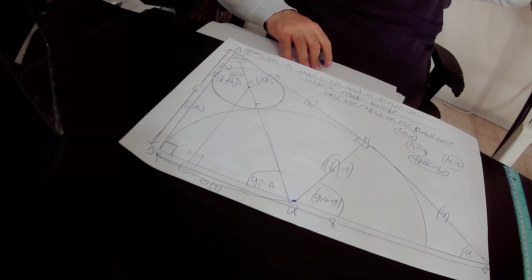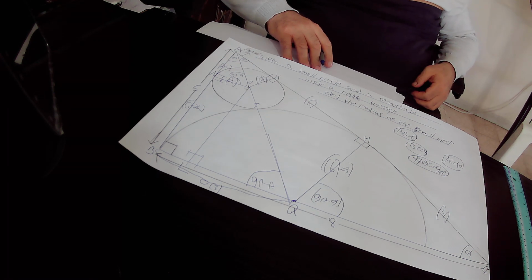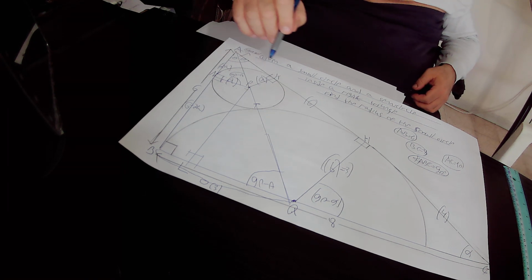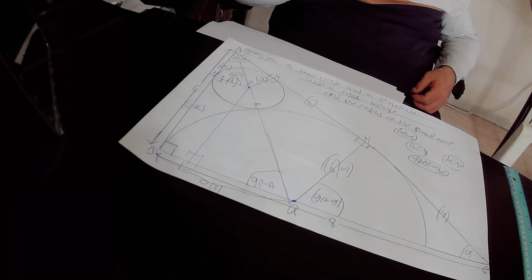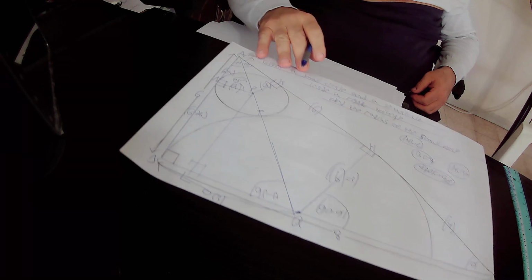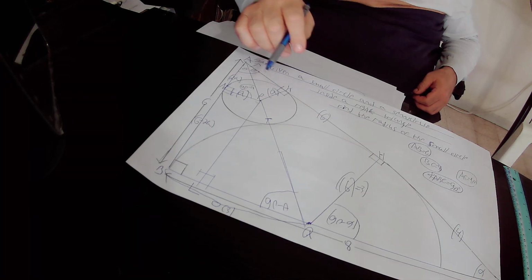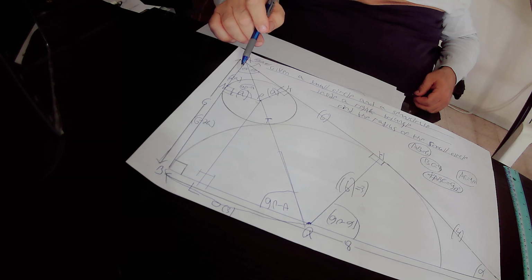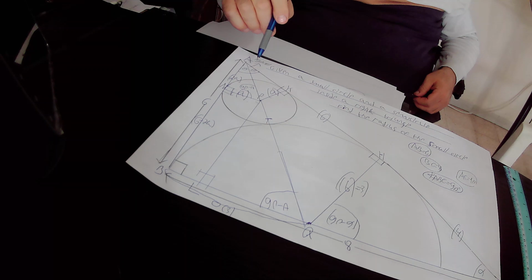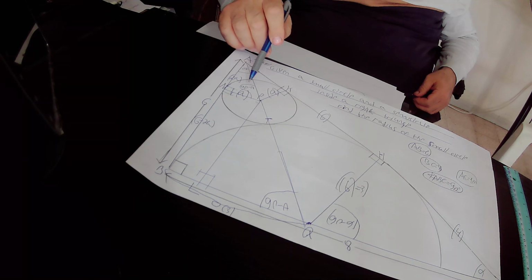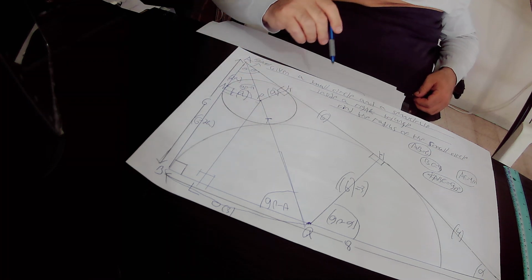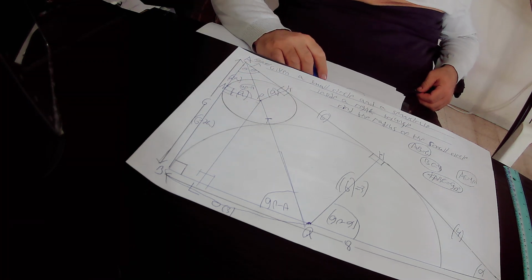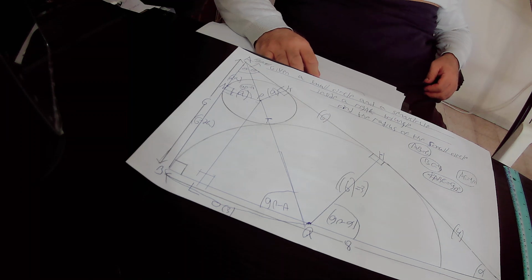Actually, by doing this construction, we can do quadrilateral NPLB. Inside quadrilateral NPLB, we have 1, 2, 3 right angles. So the sum of three right angles is 270 degrees.